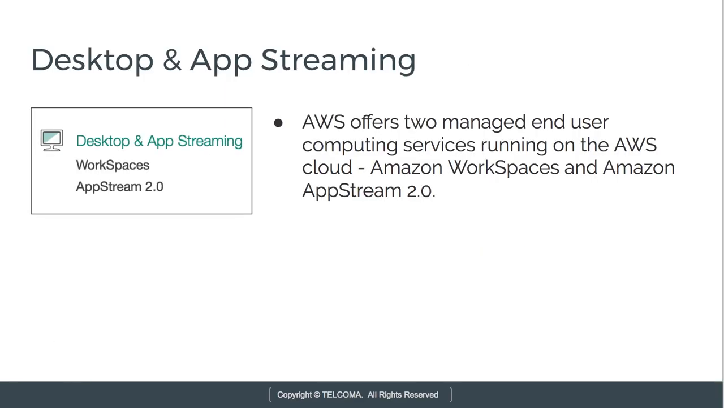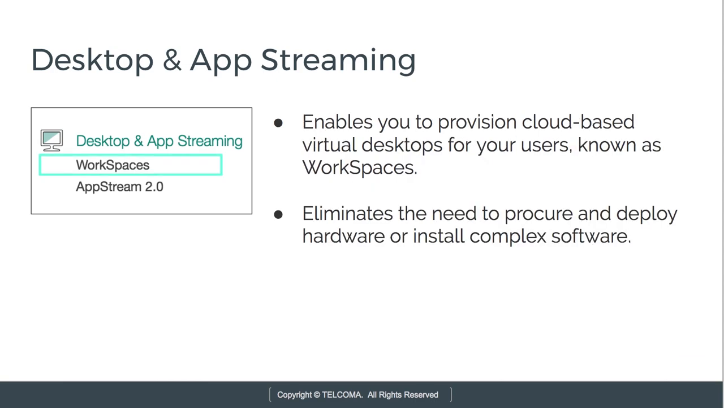With the help of these services we can move desktops and applications to AWS and get enhanced security, low cost, pay-as-you-go pricing, on-demand scaling, and global availability. AWS offers two managed end user computing services that run on the AWS Cloud: Amazon WorkSpaces and Amazon AppStream 2.0. So, let's discuss WorkSpaces.